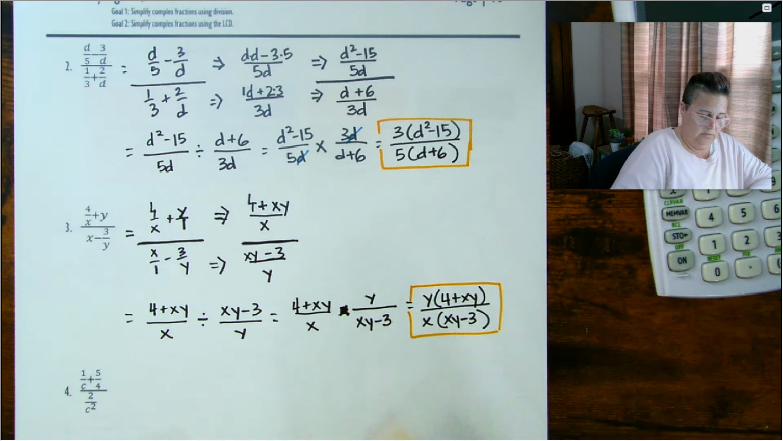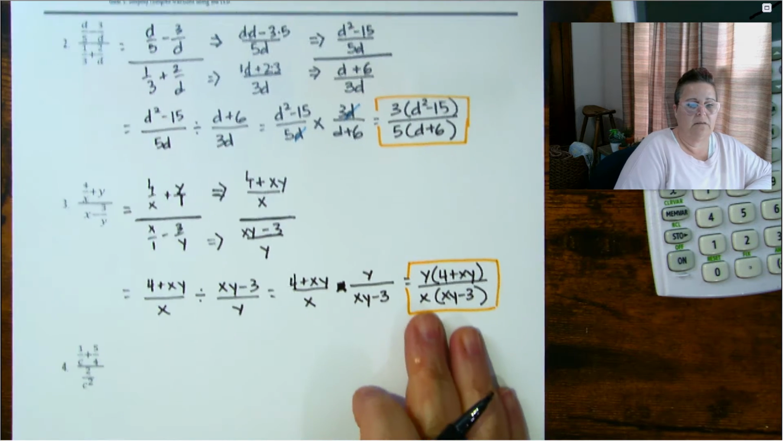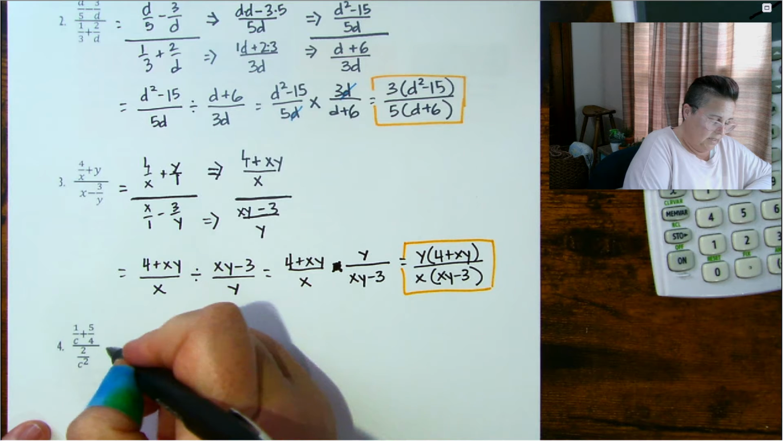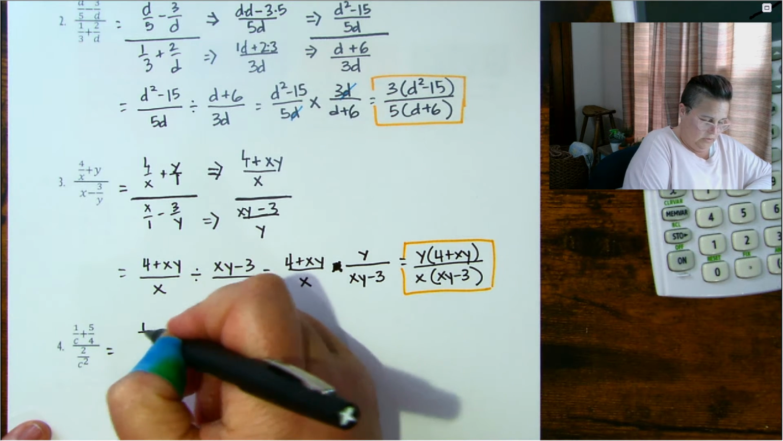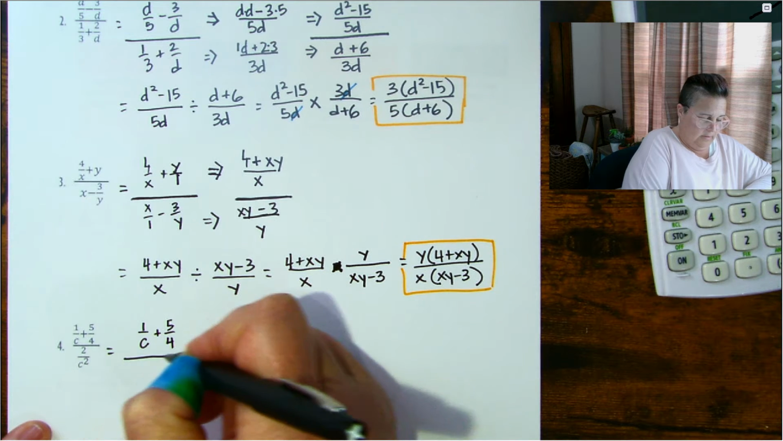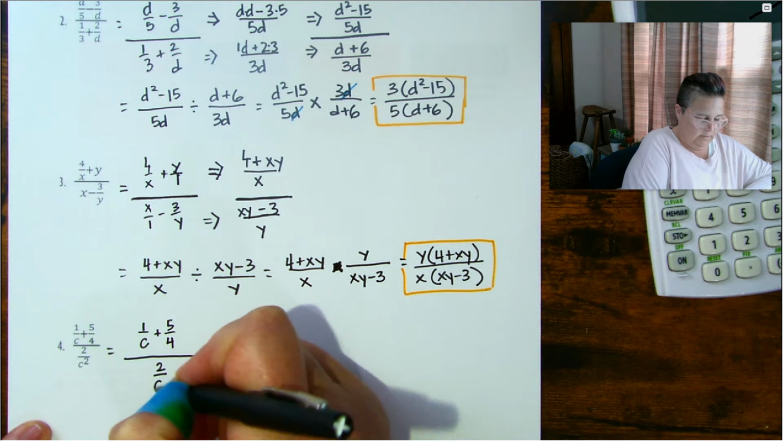All right. Fantastic. I love it when a plan comes together. All right, what about number 4? We're going to concentrate on the numerator first. 1 over c plus 5/4. That's good. 2 minus c squared.